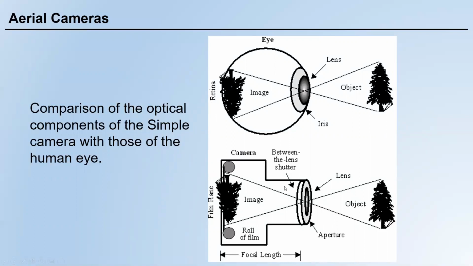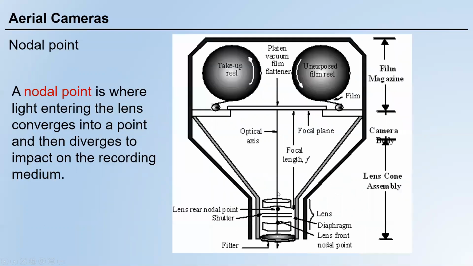Of course, there are more. If we go in details, a camera can be very complex. The optical system inside, different types of lens, different types of aperture, different types of films. It can be a lot, but the general structure is just like this. And the next term you should know about aerial camera is called nodal point. A nodal point is where light entering the lens converges into a point and then diverges to impact on the recording medium.